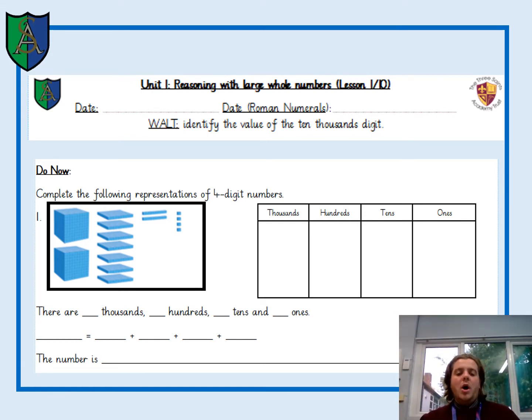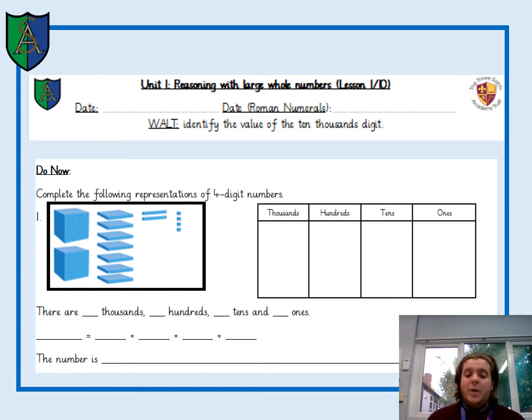Okay, so on the do now, looking at the question that you've got in front of you, you have a number of Dienes that represent a 4-digit number. What I would like you to do is have a go at representing that number in as many different ways as you possibly can. So if you have a look at the place value chart, which is to the right of the box, you can insert place value counters. I'm going to get the children in school to draw the place value counters in there to represent the same number. Then I want you to think about the sentence below.